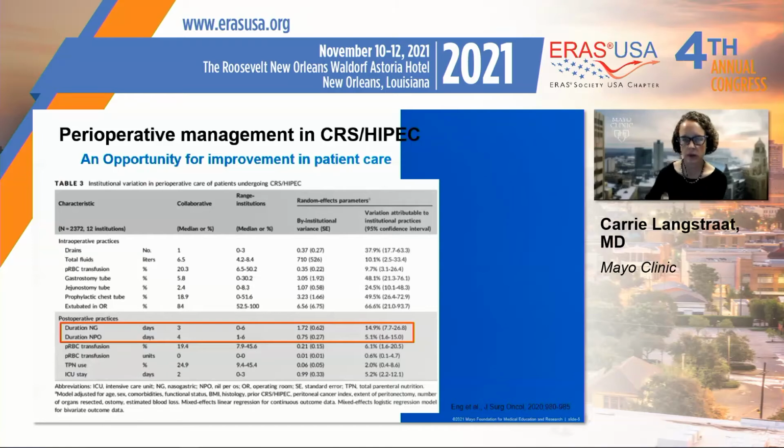Looking at the fifth column there, we do see that there was some variation within institutions, but that there was more significant variation seen across the various institutions themselves. So about 15% of the variation can be attributed to different institutions and their different practices. The authors of this study concluded that additional studies are needed to guide best practice for enhanced recovery pathways in patients undergoing cytoreductive surgery and heated intraperitoneal chemotherapy.